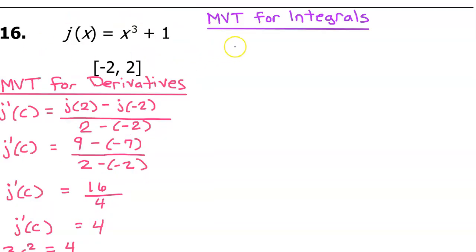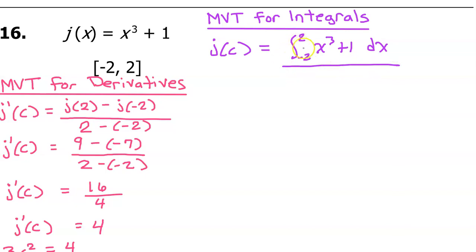Now let's find the value of c whose existence is guaranteed by the mean value theorem for integrals. J at c for some value of c will equal the integral from negative 2 to positive 2 of x to the third power plus 1 dx divided by the interval 2 minus negative 2. This has a value of 4, and dividing by 4 is the same as multiplying by 1/4. So I'm going to write it that way just so it takes up a little bit less space.